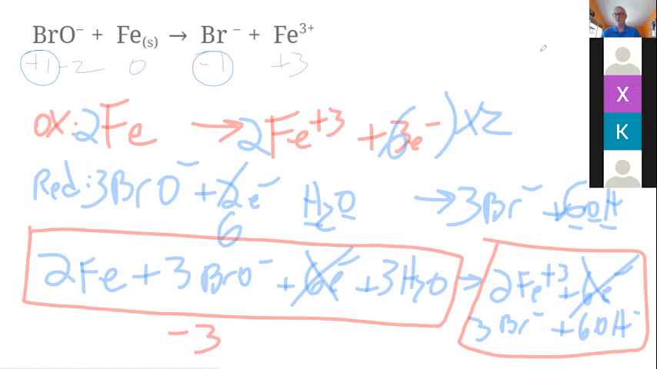-3, right. So I have +6 from the 3 irons. I have -6 from the 6 hydroxide ions, and I have -3 from my 3 bromide ions for a total of -3. So I have -3 on one side, I have -3 on the other side. So we've balanced everything. So we did it, people. We balanced the whole darn thing.